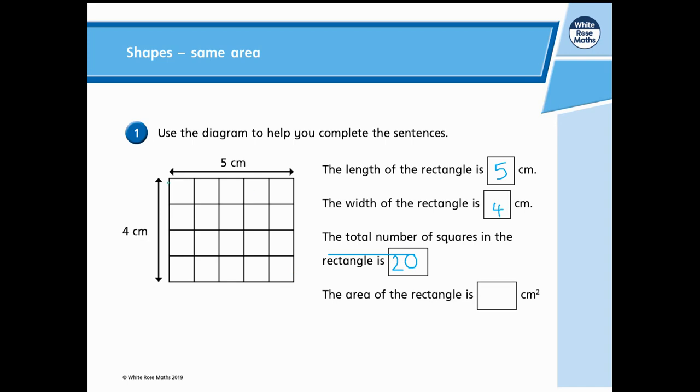Okay, so I can count each square, or if I've got a rectangle or a square like this, I can just do 5 times 4, or 5 lots of 4, because I've got 1, 2, 3, 4, 5 lots of 4. So I can just times it. If I can't just times it, because sometimes I've got a strange shape that's not quite rectangular, then I can just count the squares. Okay.